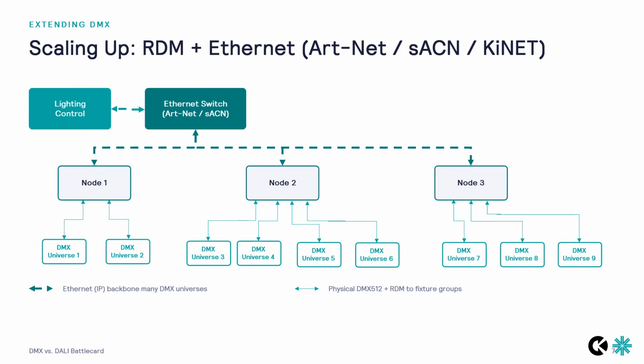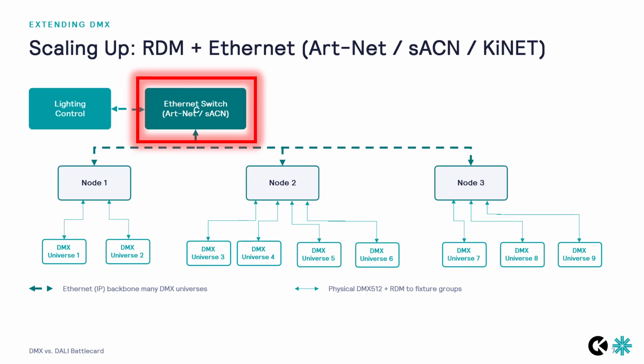Starting at the top left side of the diagram, the lighting control system generates the DMX data. Depending on the application, that might be a dedicated controller, such as an iPlayer, a VisionNet touch panel, an architectural control system, or an entertainment console, such as a Neo X15. That control data is then transmitted over Ethernet using protocols such as ArtNet, Streaming ACN, or Kinet, and delivered to a standard Ethernet switch.